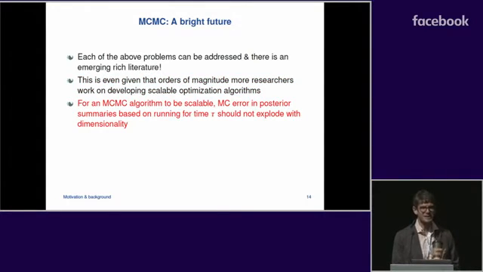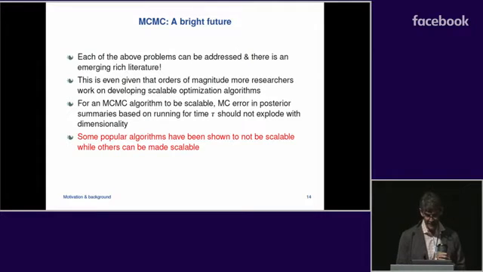Okay, so for an MCMC algorithm to be scalable, the Monte Carlo error in the posterior summaries based on running for some time tau should not explode with dimensionality. Some popular algorithms have been shown to not be scalable, while others can be made scalable. And that's one interesting thing.